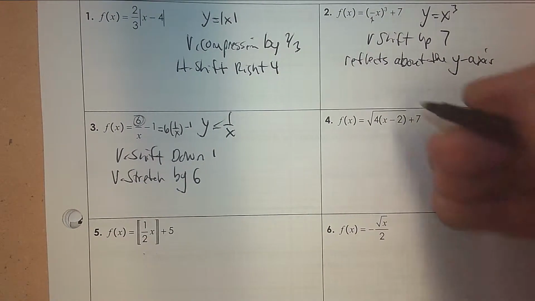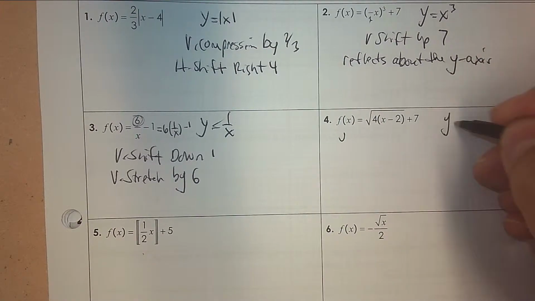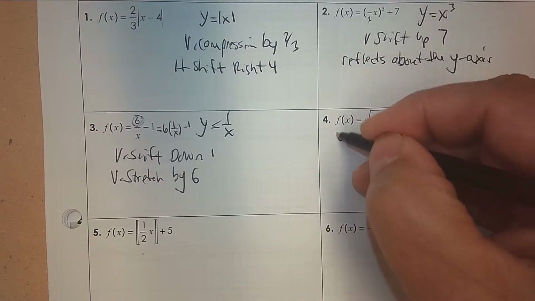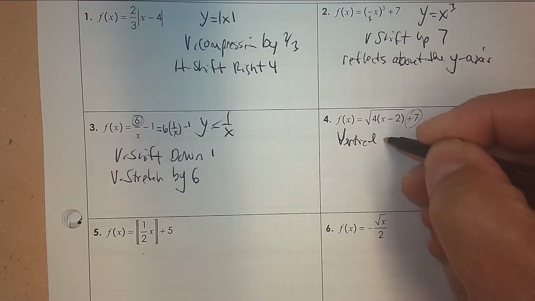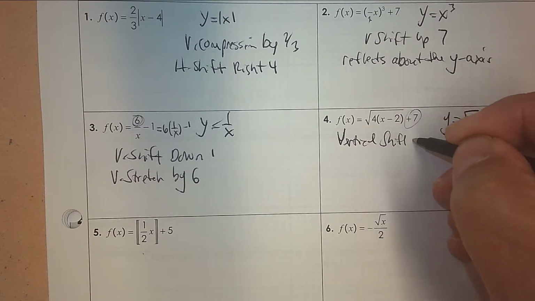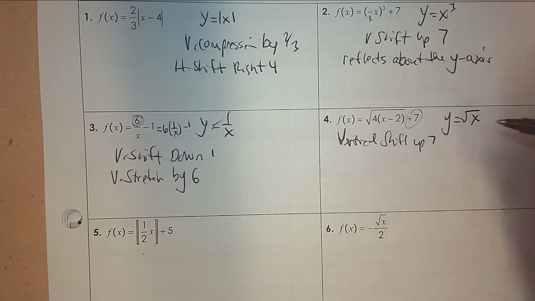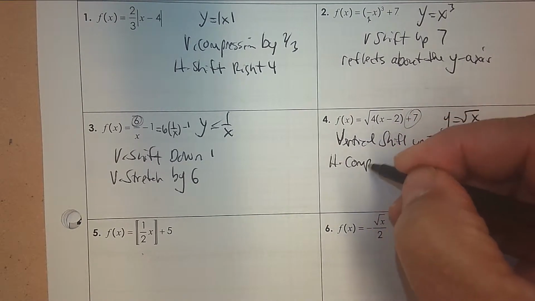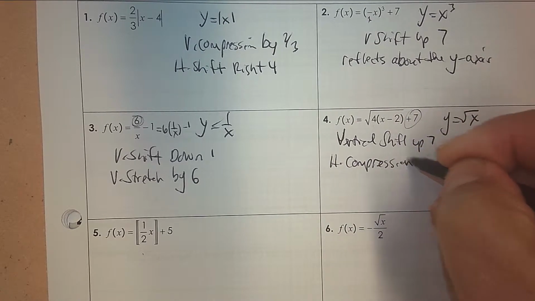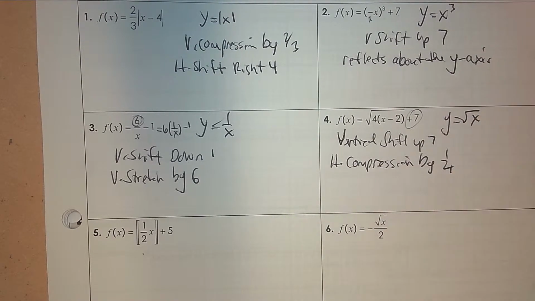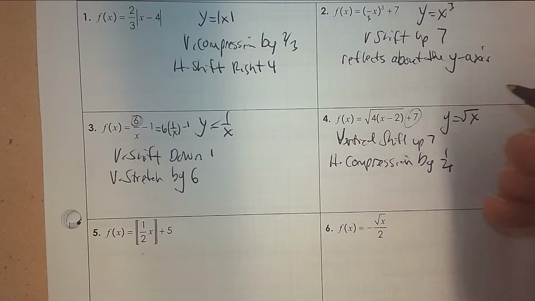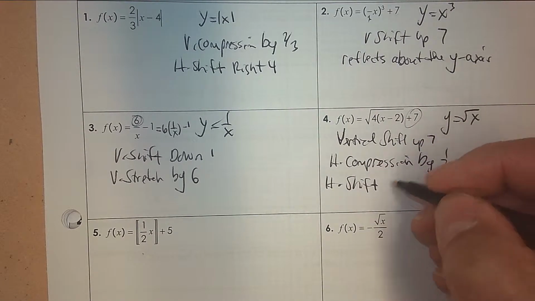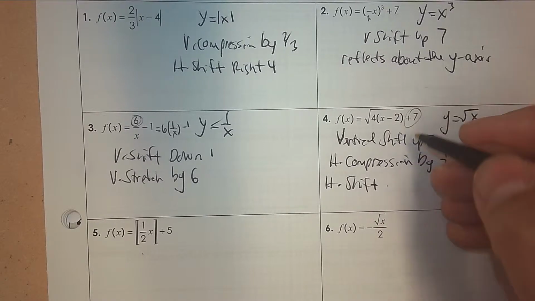4. What is the parent? I'll just write it here. It's square root of x. What's happening on the outside? That's a vertical shift up 7. How about on the inside? 2 things. The 4, we call that a horizontal compression. In the inverse, that's 1/4. And then inside, it's a horizontal shift in the opposite direction. What direction are we going? Right 2.